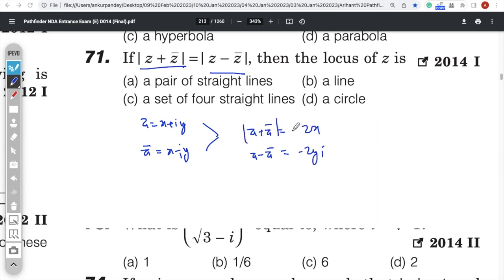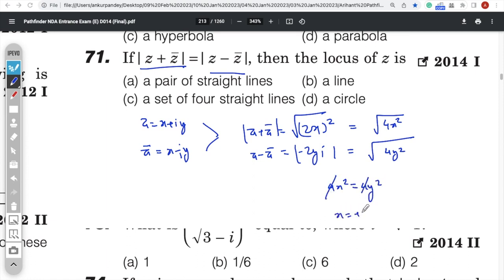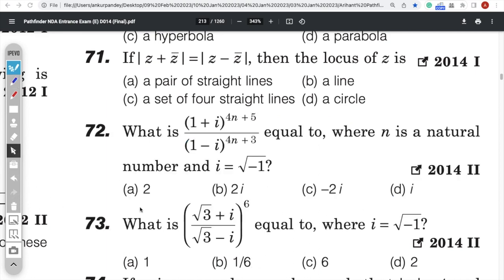Mod of this will be square root of this square. Sure? Yes, sir. Fine. Mod of this will be square root of 4y square. When they are equal, taking square on both sides, we get this. 4 and 4 cancel. X equal to plus y or x equal to minus y are two straight lines. Right? Okay, sir, I understand. Sure, very good.